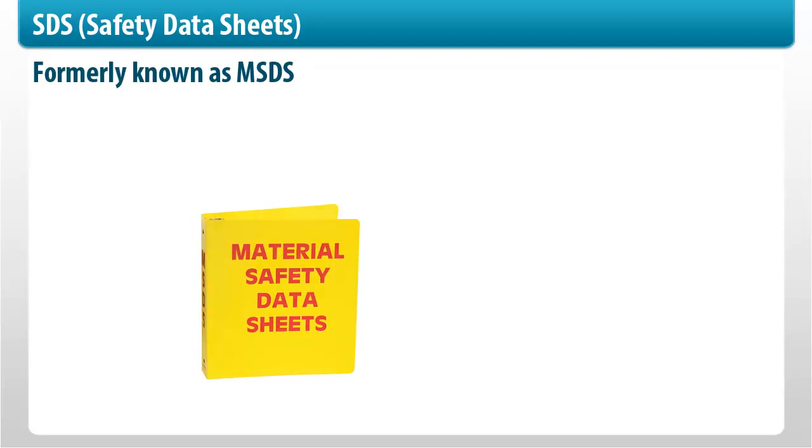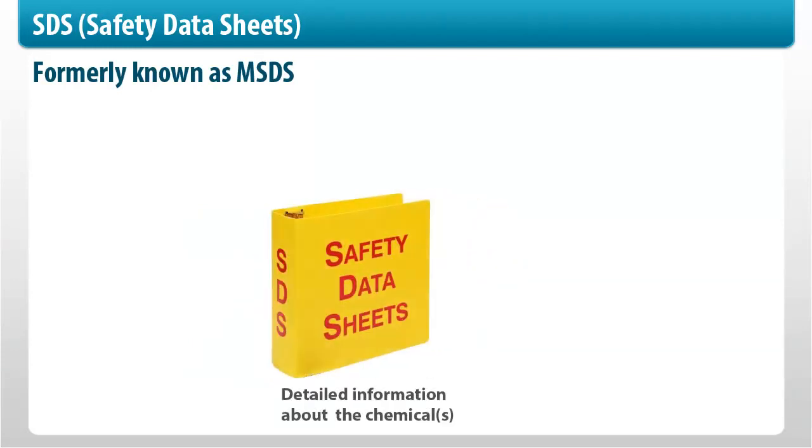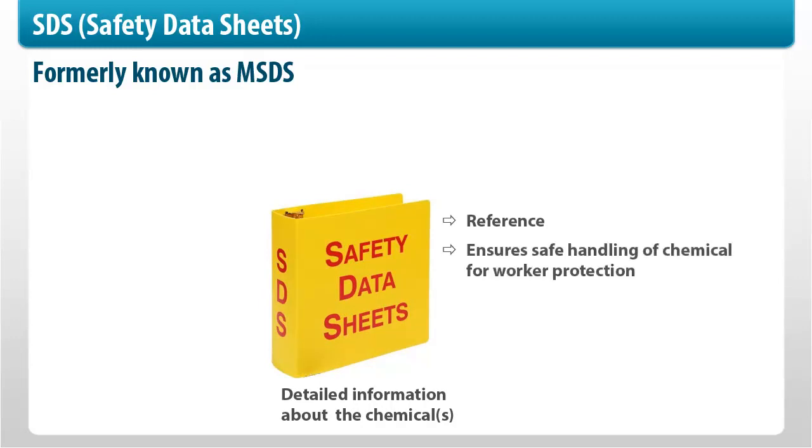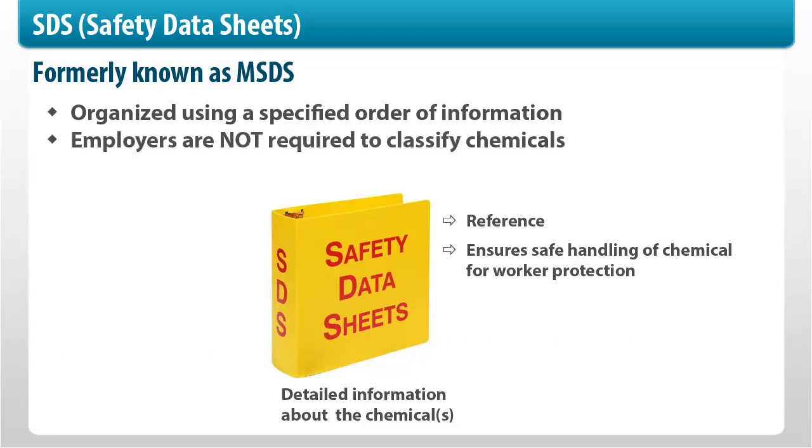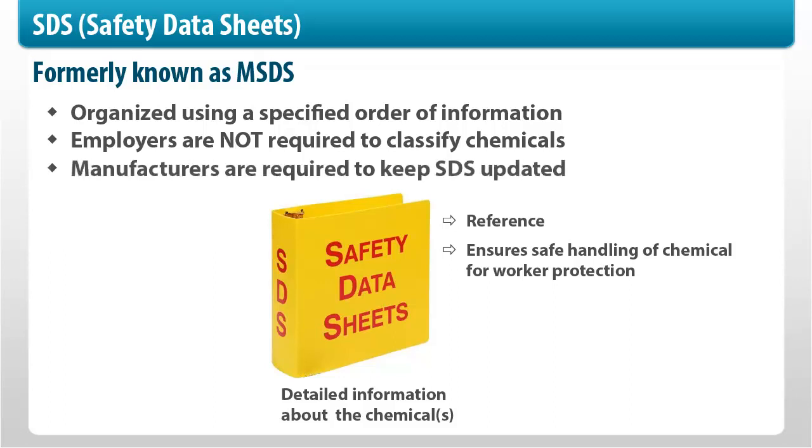The Safety Data Sheet, formerly known as the Material Safety Data Sheet, is the detailed source of information about the chemical. The SDS is a reference to help ensure a chemical is handled safely and that workers are protected. New safety data sheets will be organized using a specified order of information. The most important information will be listed in the first sections of the SDS. It is important to remember that employers are not required to classify chemicals. Chemical manufacturers are still required to update SDS information whenever there are changes.